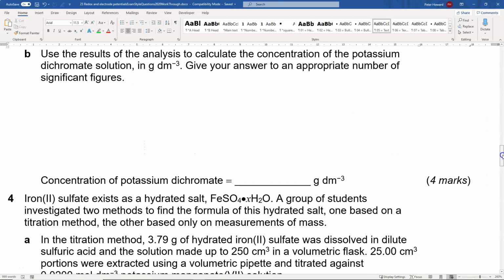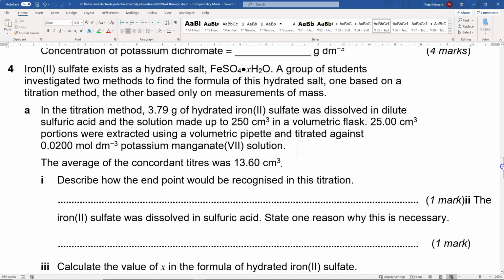So we can move on to the next question. Iron 2 sulfate exists as a hydrated salt. What we need to do is, students look at different methods to find the value of x. One is using a titration method, one is using only a measurement of mass. In the titration method, a certain mass of iron 2 sulfate was dissolved, made up to 250 centimeters cubed, and then, this is a key bit, 25 centimeters cubed of that solution was removed. So we're going to have at some point a divide or times by 10 bit there.